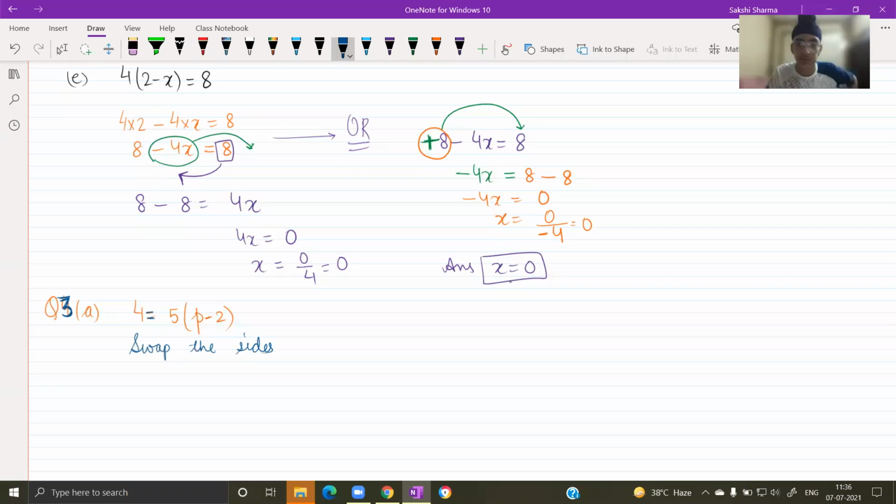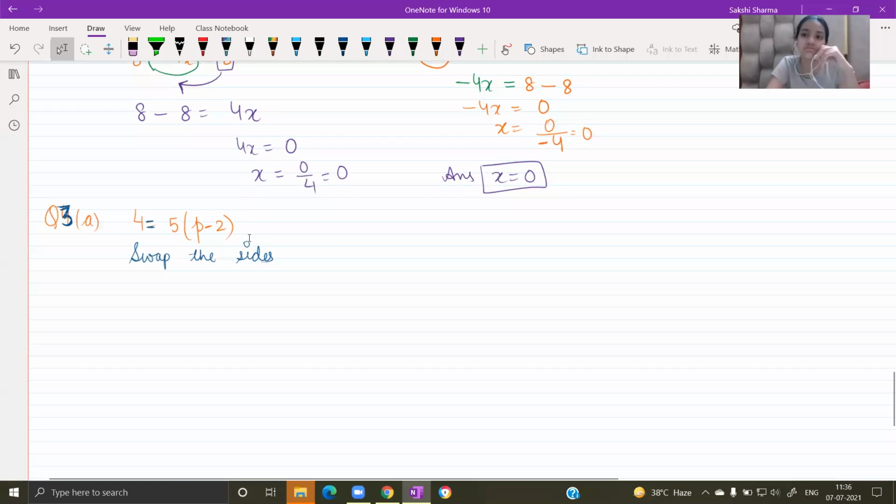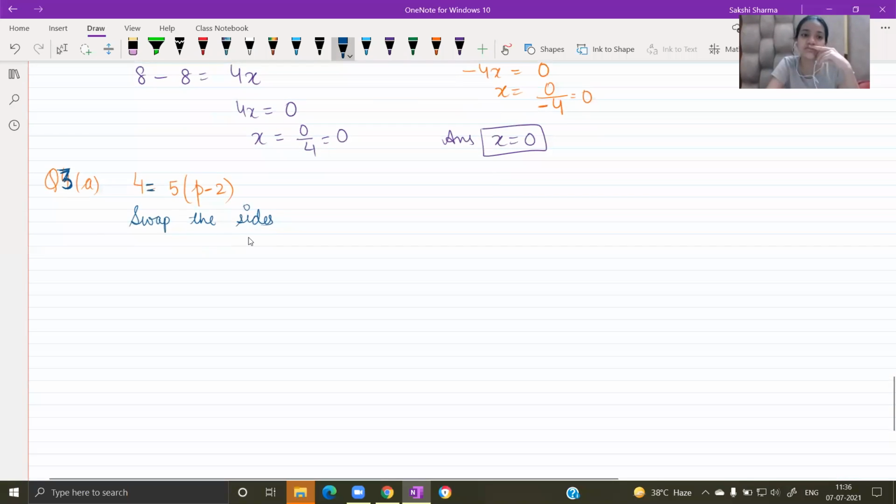Ma'am, answer of A part is 14 over 5, but in the book it's written 12 over 5. Yes, mine also 14 over 5. Okay, let's check what's the mistake. Let's confirm if your answer is correct. Ma'am, I have checked it 2 times. 14 by 5 is the correct answer. There was actually a mistake in the book.